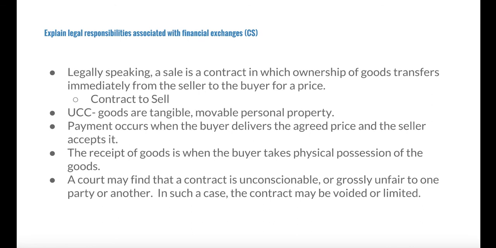Legally speaking, a sale is a contract in which ownership of goods transfers immediately from the seller to the buyer for a price. If the transfer of ownership will take place at a future date, it is called a contract to sell rather than just a sale. According to the UCC, or Uniform Commercial Code, goods are tangible, movable personal property. Payment occurs when the buyer delivers the agreed price and the seller accepts it. The receipt of goods is when the buyer takes physical possession of the goods.